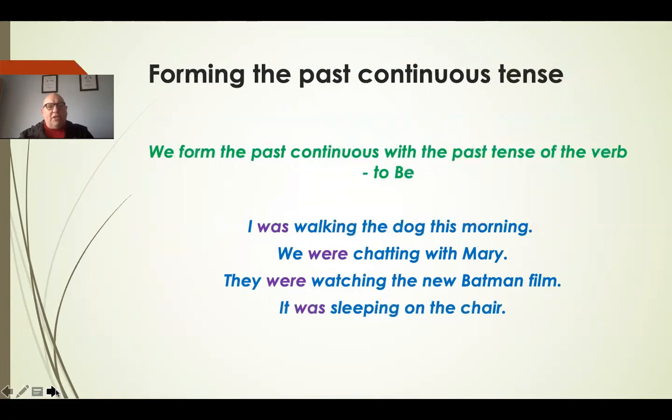So the verb to be is going to follow your pronouns. I, we, they, it, he, she. Whatever your pronoun is, the verb to be follows it in the past continuous tense.